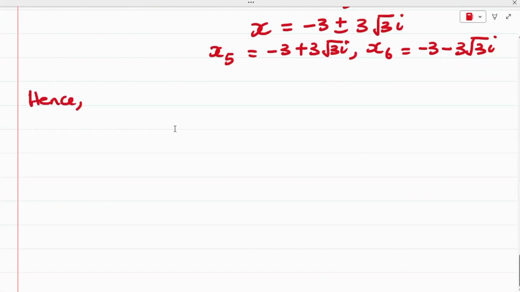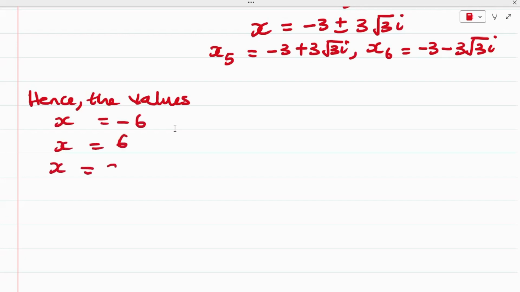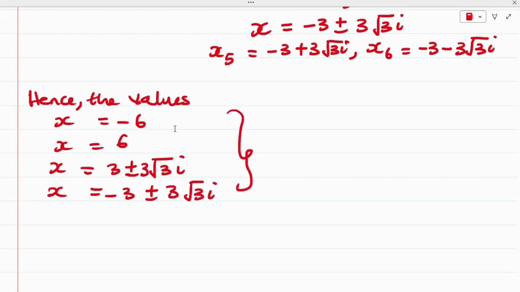Hence, we have that the values of x are given as follows. The first value of x is equal to minus 6, x is equal to 6, x is equal to minus 3 plus minus 3 the square root of 3i. So these are the values of x.